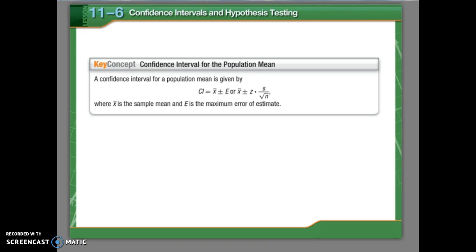So our formula for a confidence interval is x bar plus or minus E. And x bar is your sample mean, and you're going to add the error estimate and subtract the error estimate to the sample mean to get your confidence interval. And remember that E is just z times the sample standard deviation divided by the square root of the sample size.